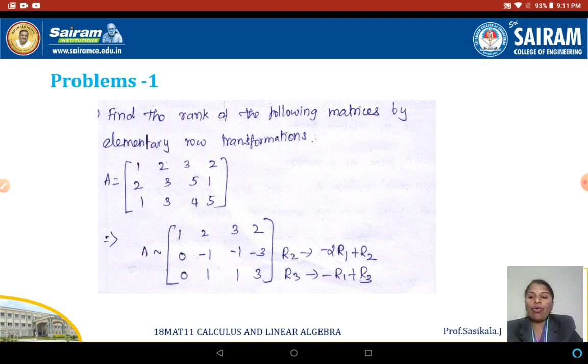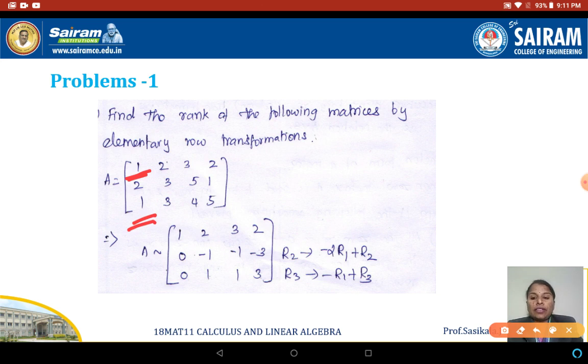Now you can go for your third row. In the third row, you already have 1 here. And the first row, you can use as I told. To convert 0 for the first element, choose your first row, right? So it is easy to remember. So see here, both terms are 1.